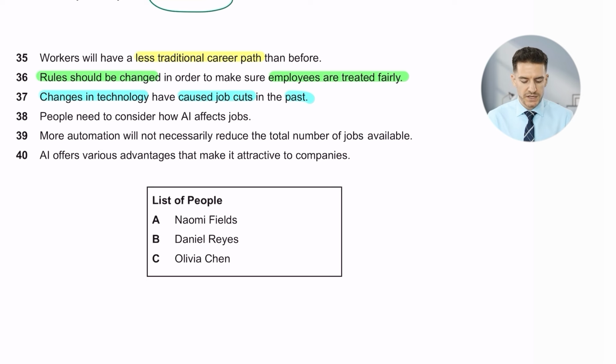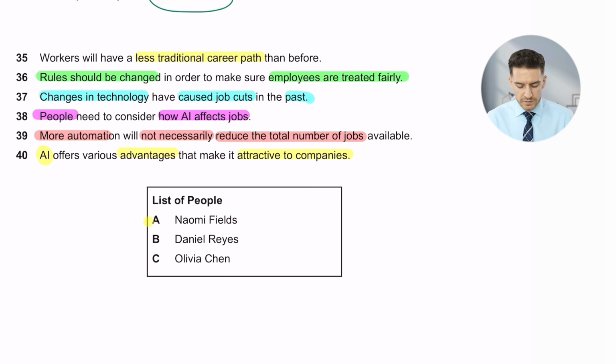Next one, people need to consider how AI affects jobs. Okay. Next one, 39, more automation, okay, will not necessarily reduce the total number of jobs available. And last one there, 40, AI offers various advantages that make it attractive to companies. So obviously one of the key parts there is AI, advantages, and attractive to companies. So now we've quickly had a look at the statements.